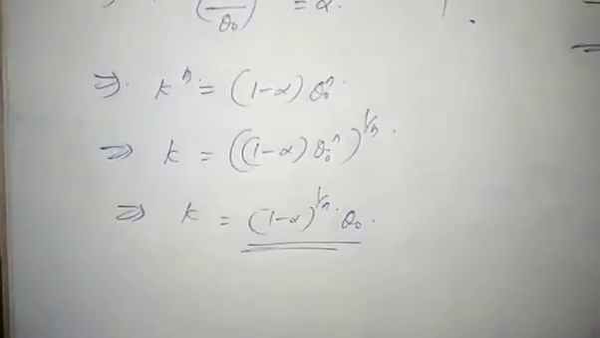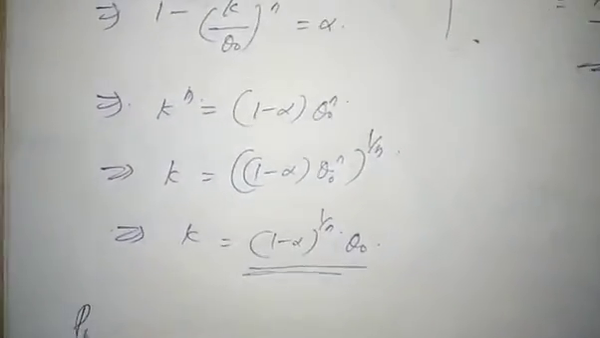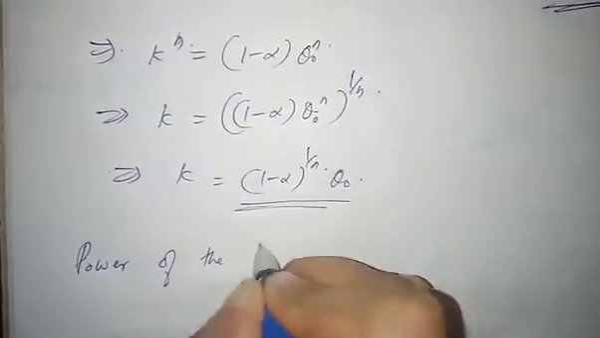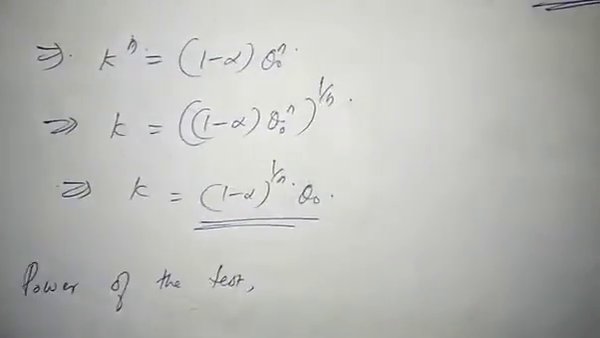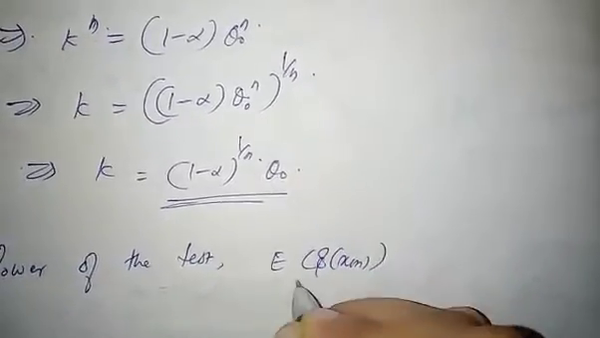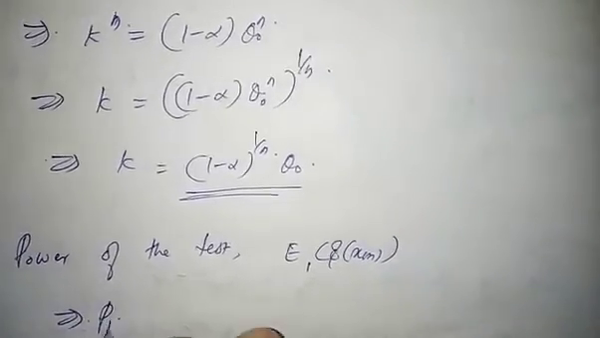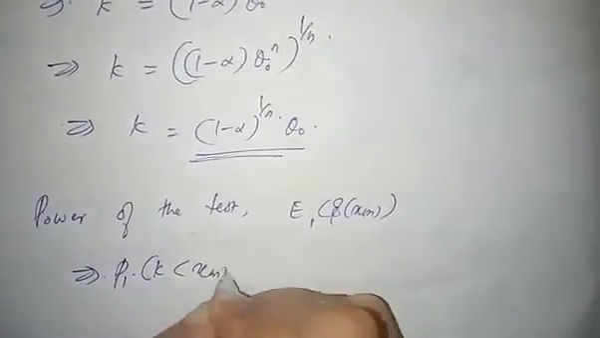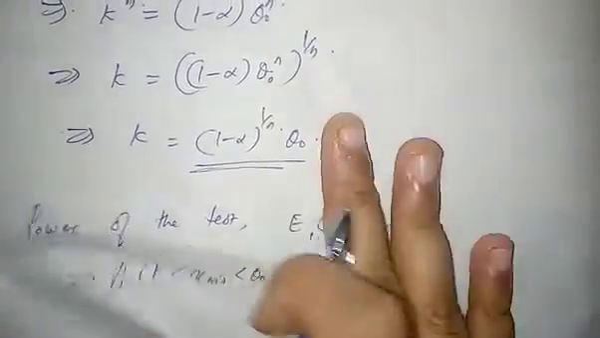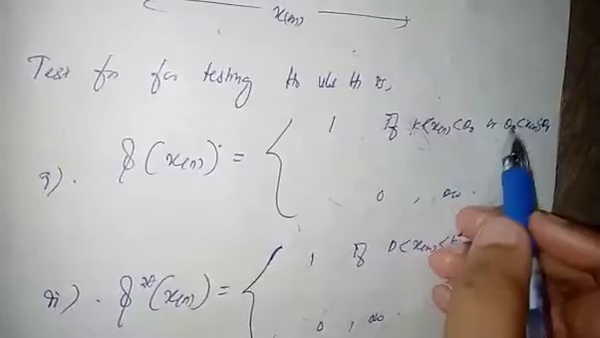This is the k value. Then we have to find the power of the test based on the first test function, right. Then the power of the test, that is the expectation of phi of xn under H1, which implies the probability of k less than xn less than theta naught, or here we are using the first test, right, that is k less than xn less than theta naught, or theta naught less than xn less than theta 1, right.